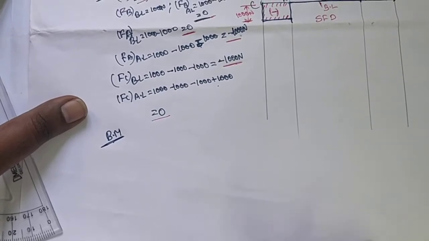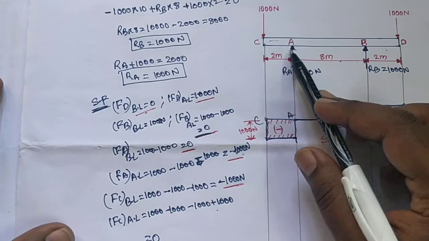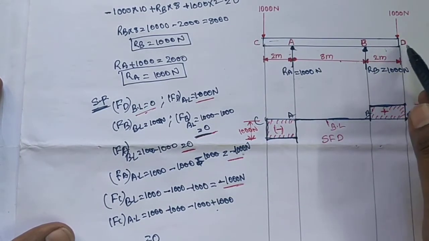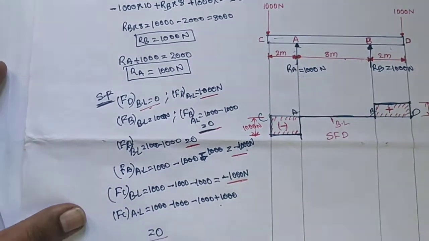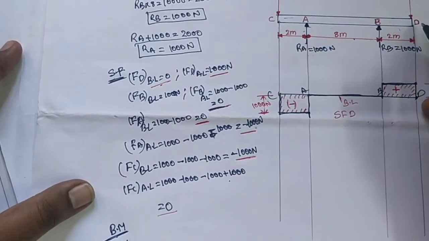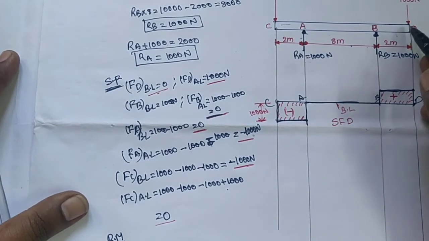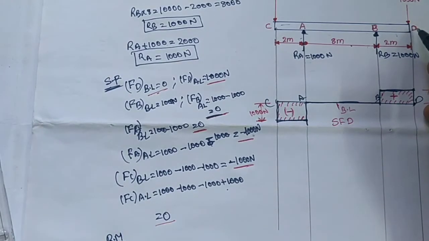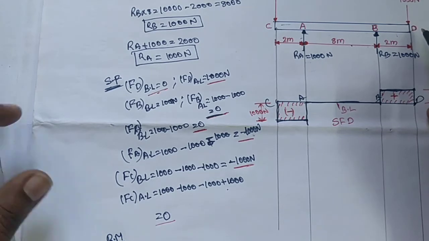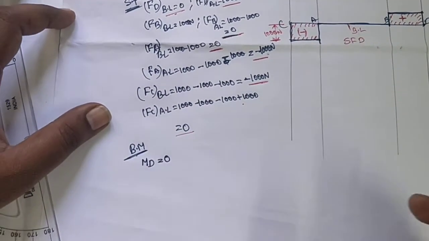Here we need to calculate the bending moment at points D, B, A and C. I am calculating the bending moment at point D first. At point D there is some shear force, but the distance from this load to this point is 0, so the bending moment at point D is definitely 0.